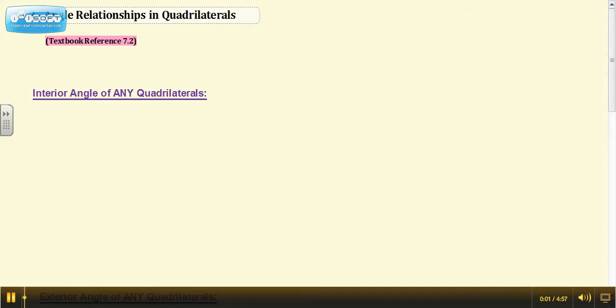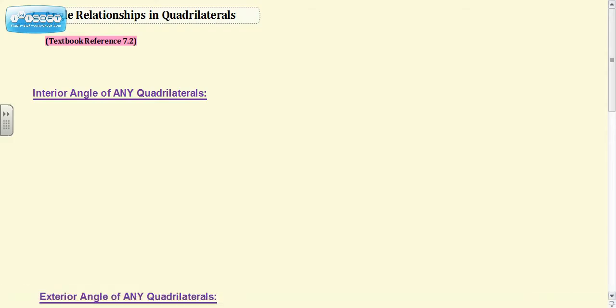Hello class, today we're going to talk about angle relationships in quadrilaterals. So you might first ask yourself, what is a quadrilateral? Well, the word quadrilateral comes from the word quad. You hear of quad when you think of 4. So a quadrilateral is a polygon or shape that has 4 sides. And with 4 sides, because we are going to talk about angles, it also has 4 angles.